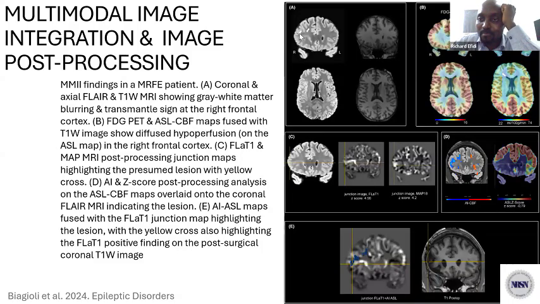Now, PET imaging was acquired, as well as arterial spin labeling imaging in this case. PET imaging, however, did not show abnormality here, was not able to detect it. However, arterial spin labeling was able to show an area of interictal hypoperfusion in the right frontal lobe, which is also indicated here in the ASL image.